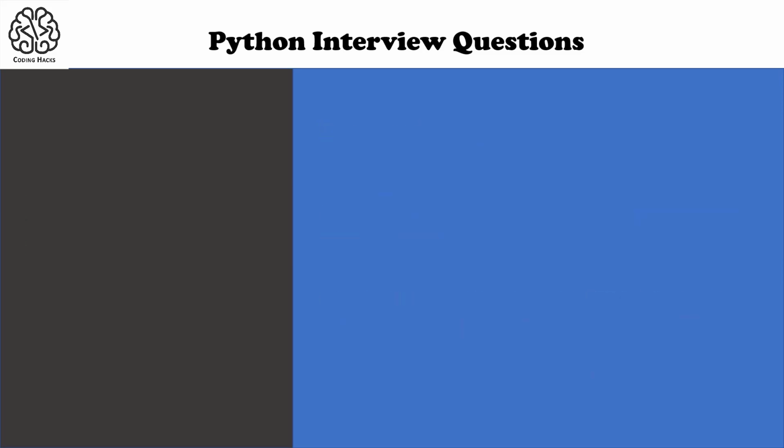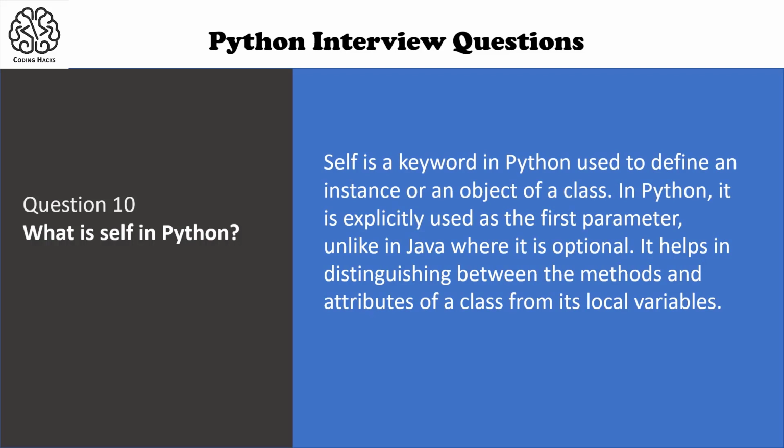Our question number 10 is, what is self in Python? Self is a keyword in Python used to define an instance or an object of a class. It helps in distinguishing between the methods and attributes of a class from its local variables.